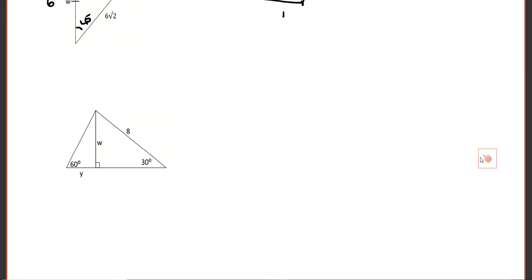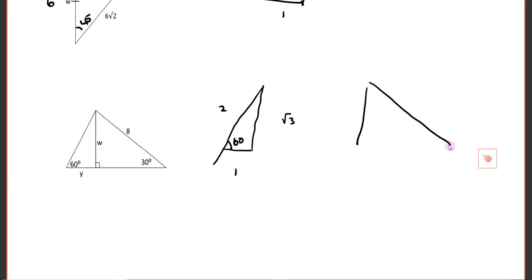Yes, I got W on the next one, but I couldn't get Y. The next one again, we're splitting the triangle. That's 60, so normally it would be 1, 2, root 3. We haven't got enough information, so we take the other one, and that is 30. So in 30, this would be 1, 2, root 3 like that. We are told that this is actually 8. So what's the multiplier? 4. So that means this will be 4.